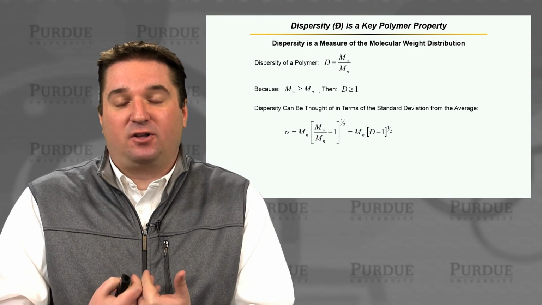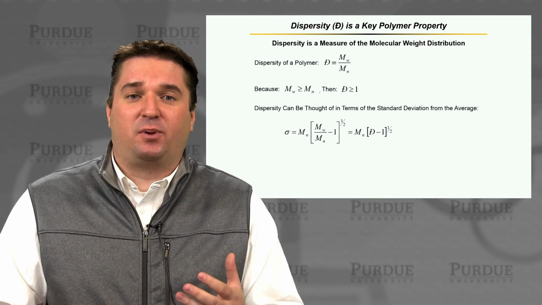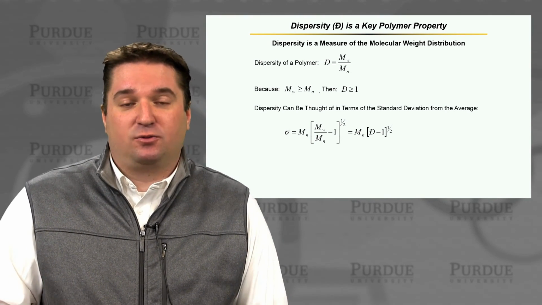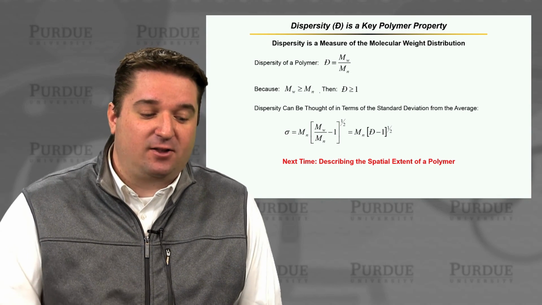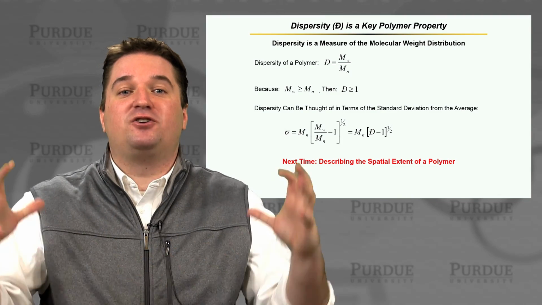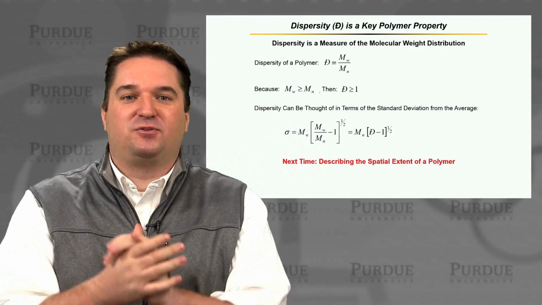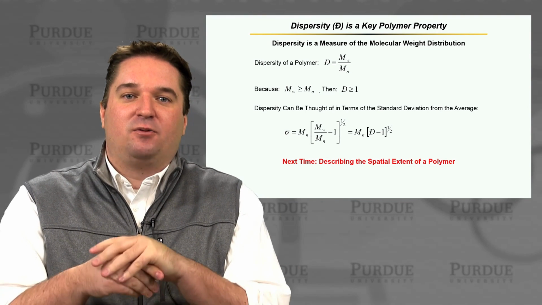Now today we've talked a lot about molecular weights, and this is one way to quantify the size of a polymer. In the next few lectures, and what I hope you come back for, is the idea that we'll talk about not how to quantify the molecular weight, but how to quantify the spatial extent of the polymer. So we'll talk about how these big long spaghetti strings, if you will, can be thought of as how they occupy space.